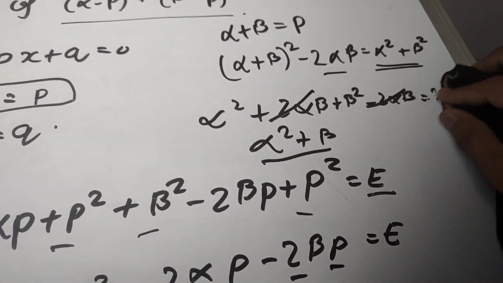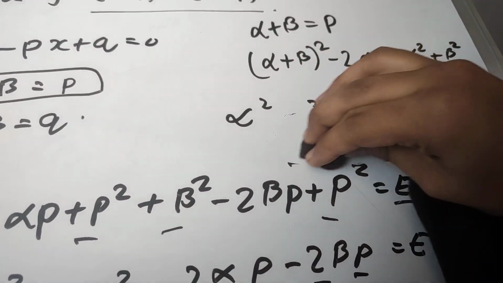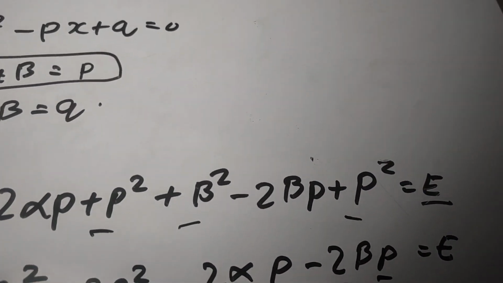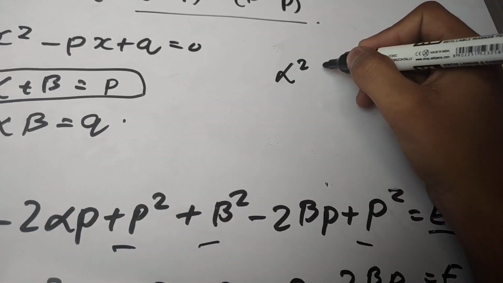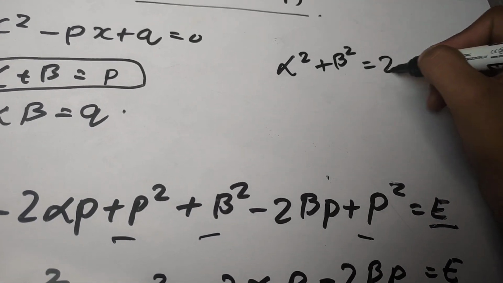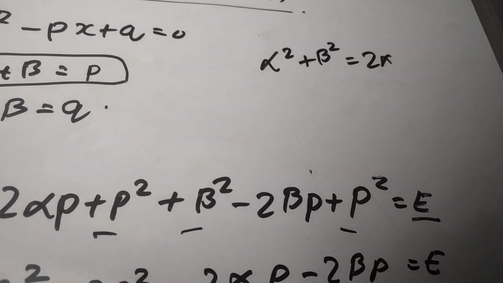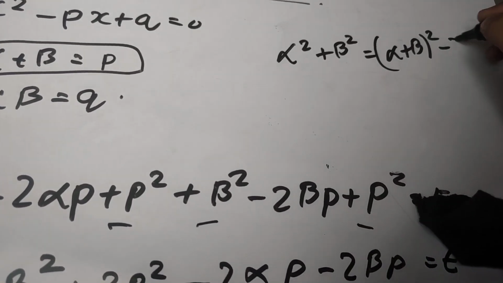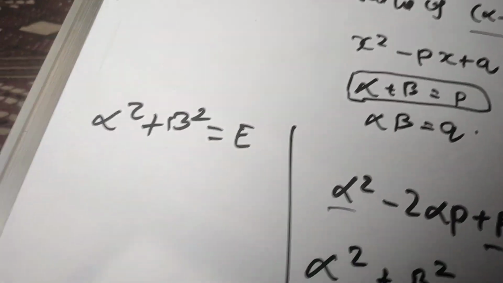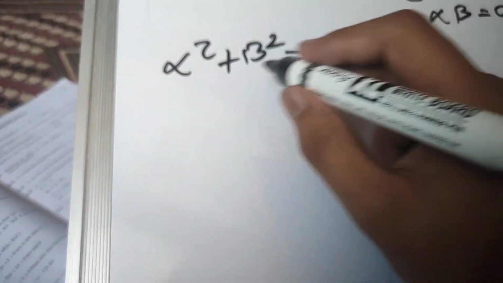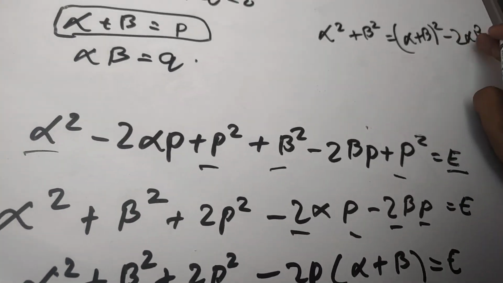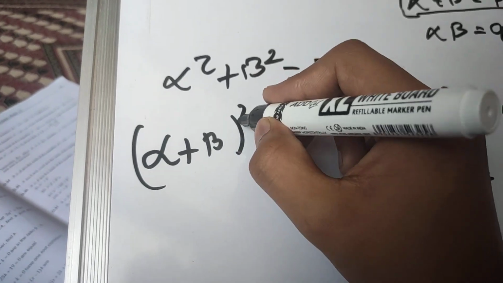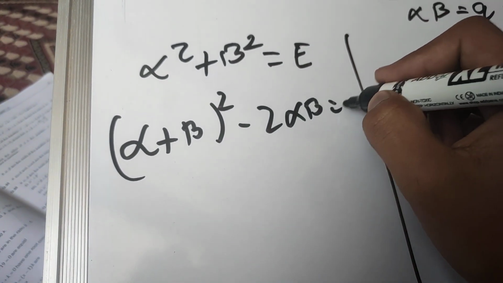This converts the sum of the roots into the sum of squares of the roots. So this is a very important identity which we should remember: alpha square plus beta square is equal to alpha plus beta whole square minus 2 alpha beta. So we'll apply that identity here. In this we can write alpha plus beta whole square minus 2 alpha beta, which is equal to e.